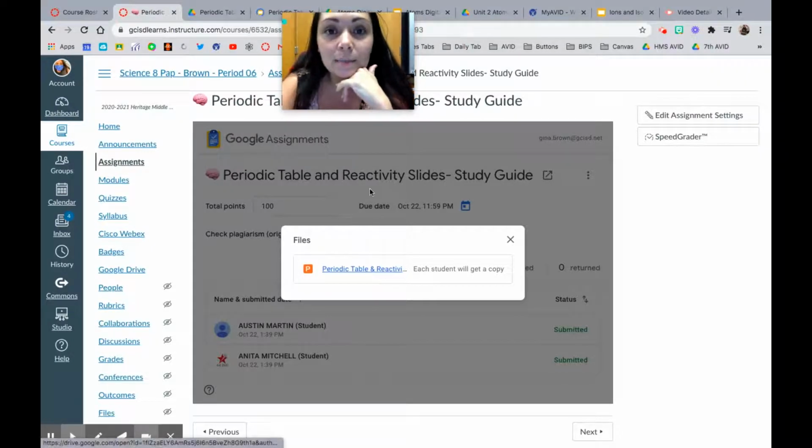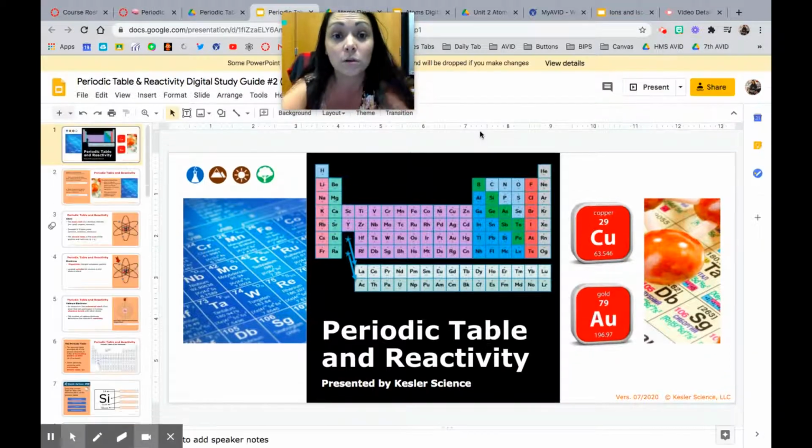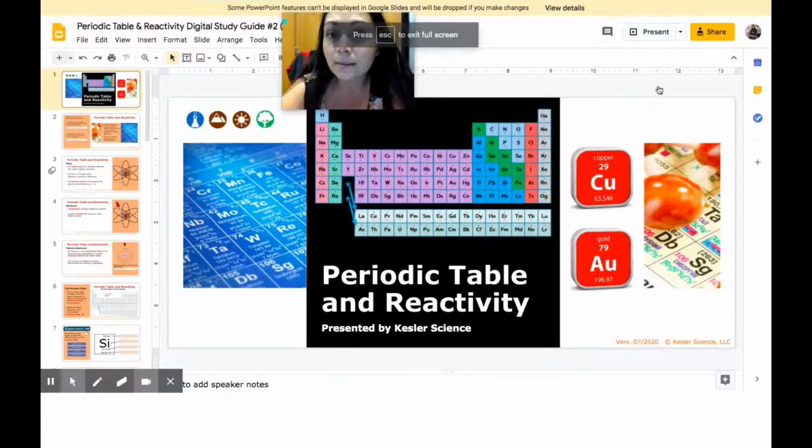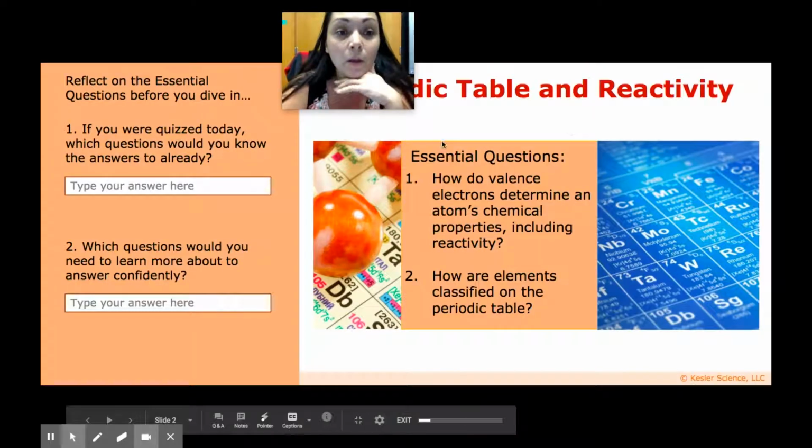Okay, so periodic table and reactivity, and then I'm going to open it right here, and then I'm going to open it in Google Slides so that way I can edit it and see it. Okay, I'm going to hit present, y'all, so I can go through this. And honest to goodness, I hope I'm recording because I can't find anything. So I guess we'll find out when I finish this if I have to redo this or not. Okay, so same as the beginning last time. If you were quizzed, which one of these would you know? Which one would you need help with?